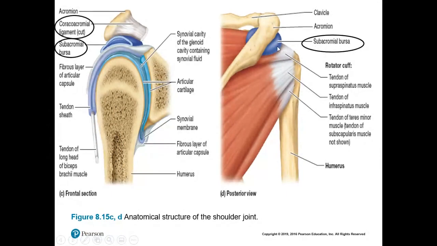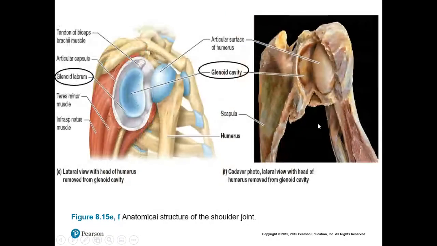Just another view of the subacromial bursae, but this is a posterior view with all of the rotator cuff muscles right there. The rotator cuff muscles allow for circumduction and rotation of the shoulder joint. These are all the names right here, but again, we're not going over muscles today. Glenoid cavity again, can't stress enough the importance of the joint between the humerus head and the scapula. That's known as the glenoid cavity.